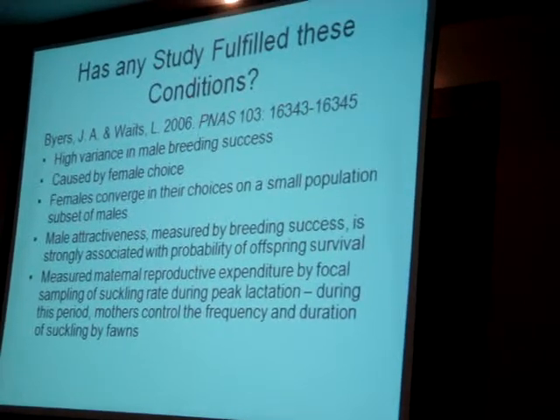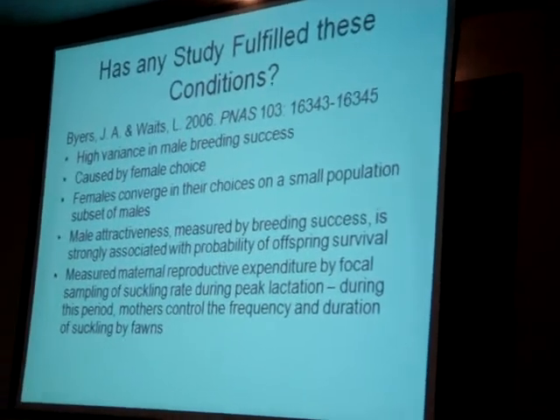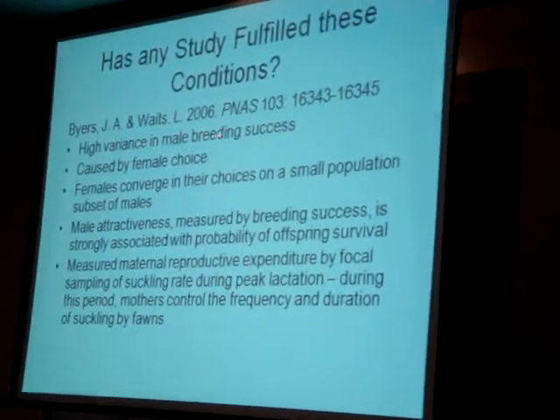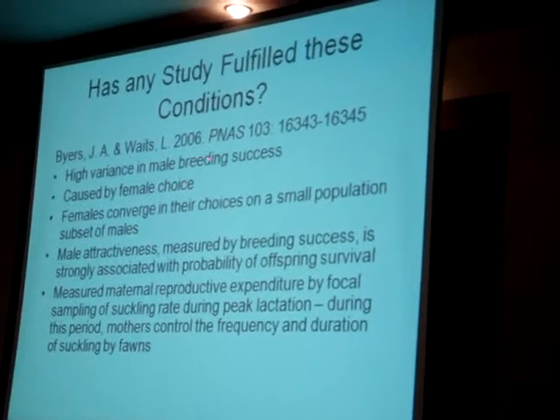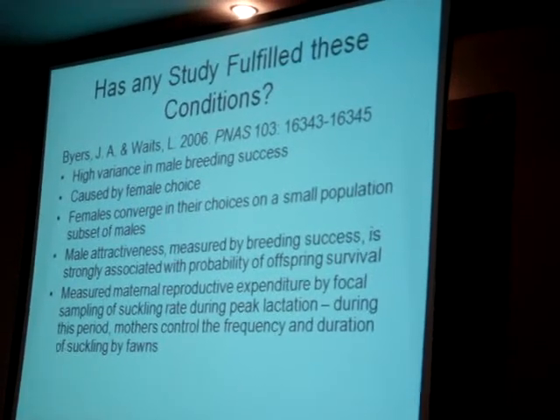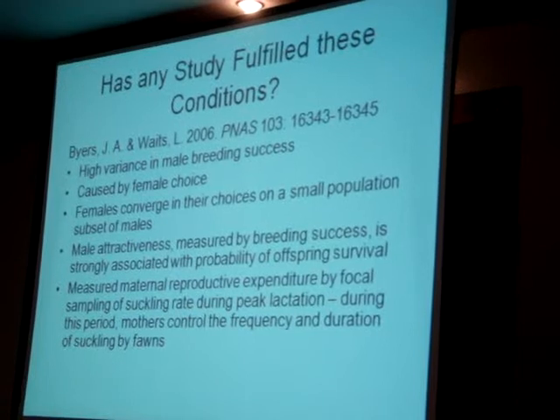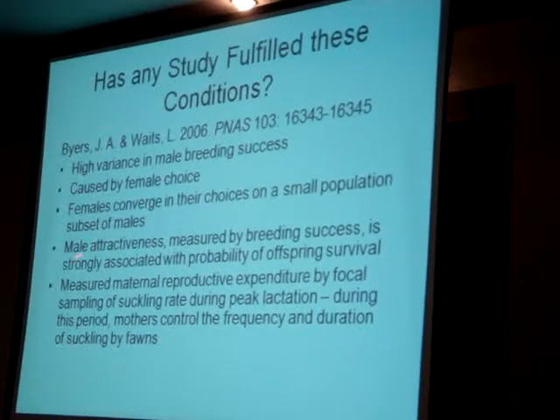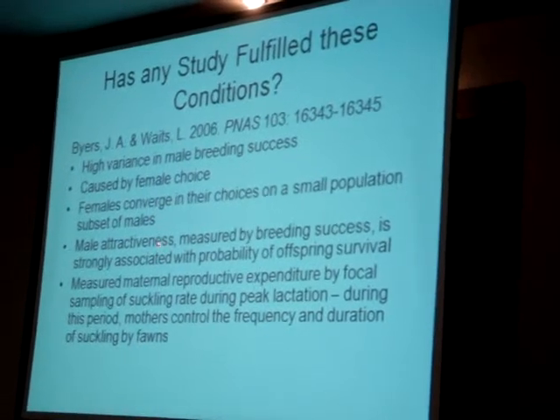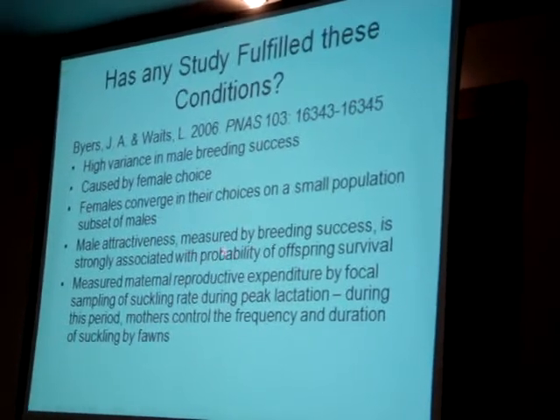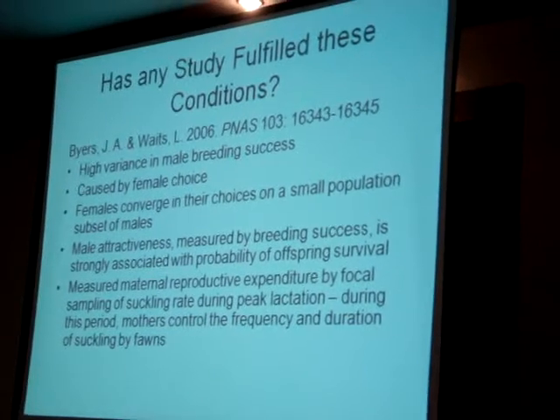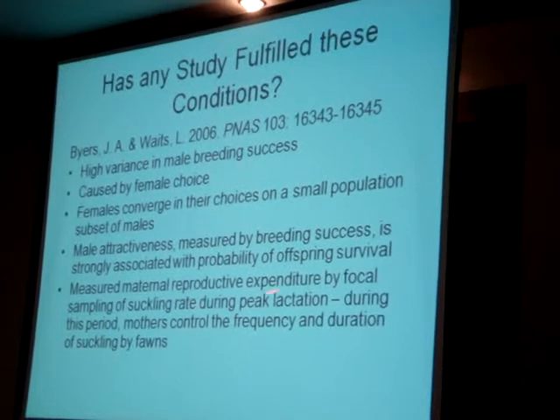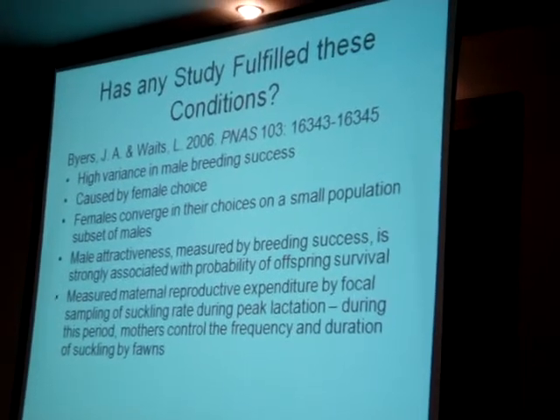I have. In pronghorn, there is high variance in male breeding success. It's caused by female choice. Females concentrate their choices on a small subset of males. And these males that are commonly chosen by females have a relatively strong effect on offspring survival. And also, we were able to measure maternal expenditure by focal sampling of suckling rate during peak lactation.